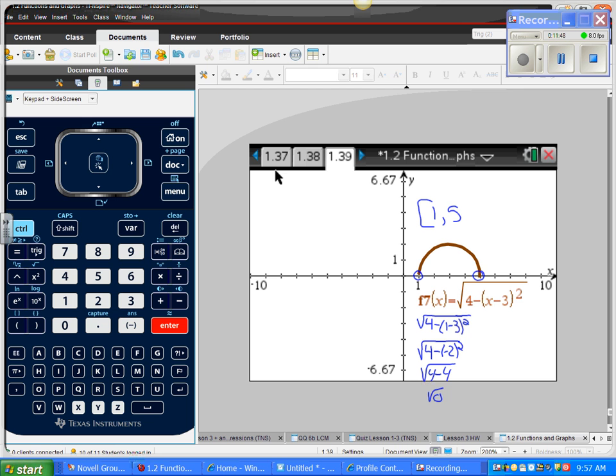Let's check 5. 4 minus 5 minus 3 squared. 4 minus 2 squared. Again, square root of 0, so we're using that value as well. So my domain is from 1 to 5. And there you go. Okay. We can very quickly, if you want, just check that range, and that is going to go from 0 to 2. Okay, so hopefully these are becoming easier.